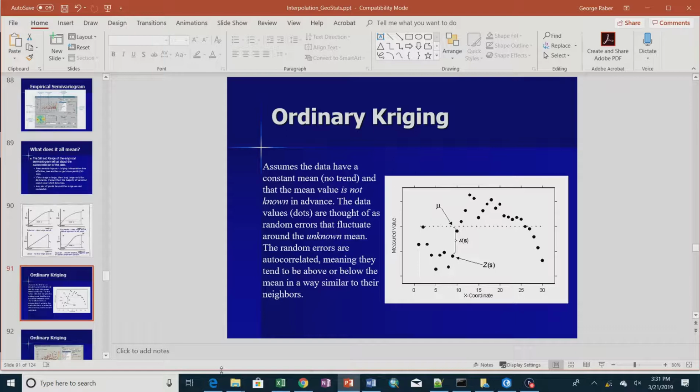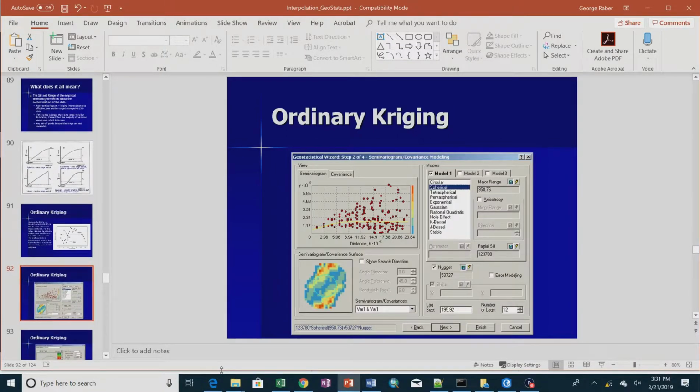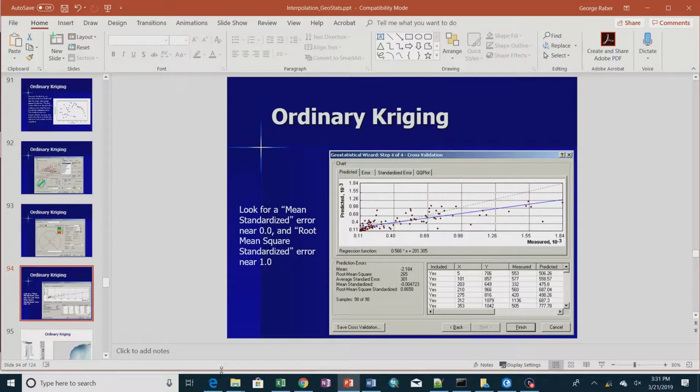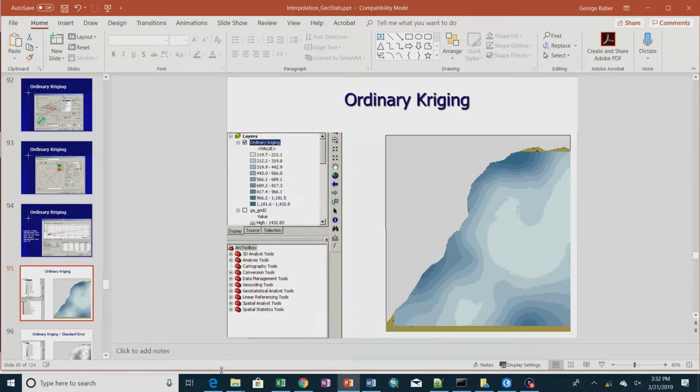So ordinary kriging, this is just another slide. I'm going to skip through this because I'll actually demonstrate this here in a little while. So here is the ordinary kriging surface.